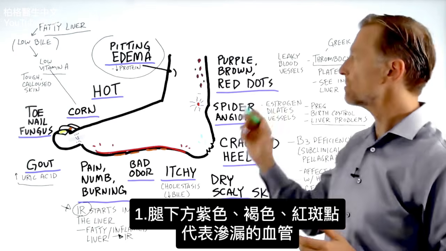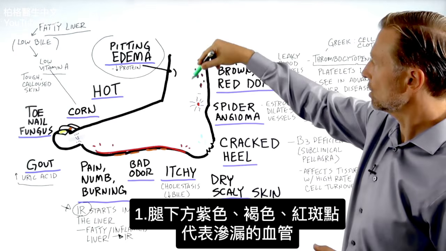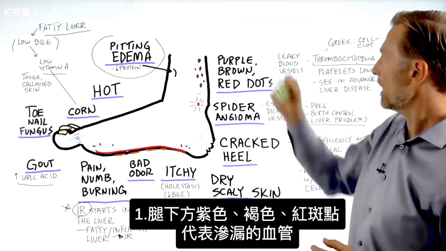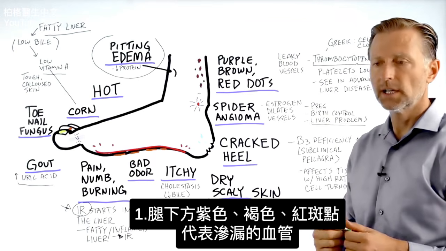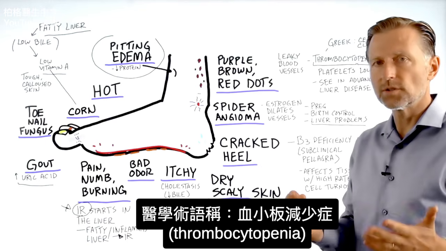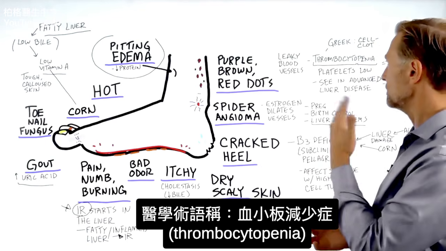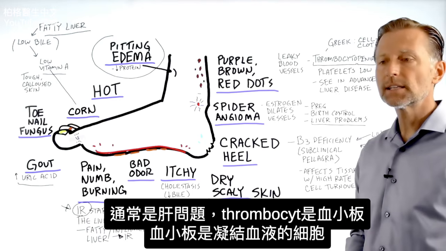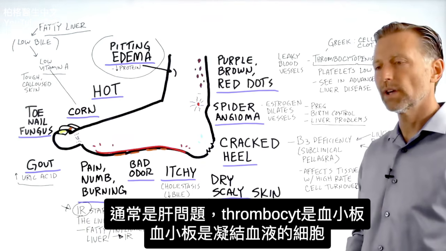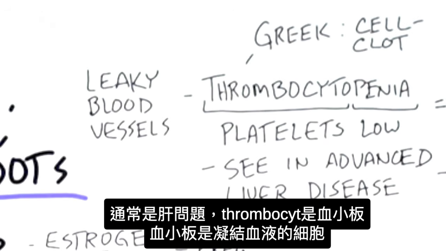All right, let's start with these purple, brown, red dots on the lower part of the legs. What's going on here is we have leaky blood vessels. Now there's a medical term, which I'm going to introduce you to. It's a big word, but I'll define it. It's called thrombocytopenia. This condition usually occurs with a liver problem. All right, let's break it down.